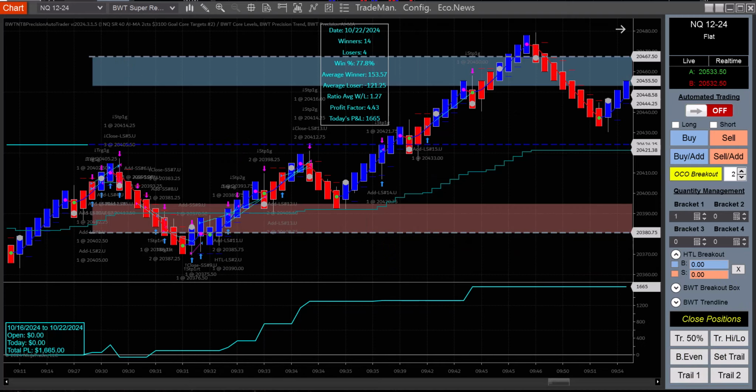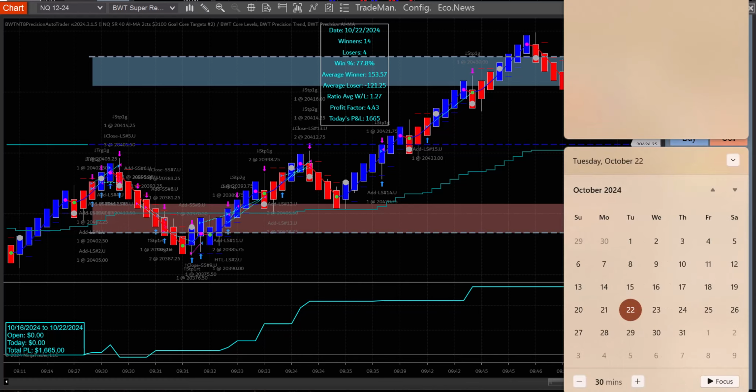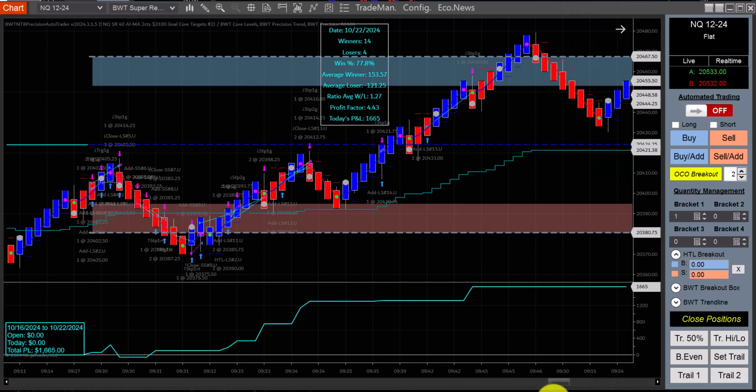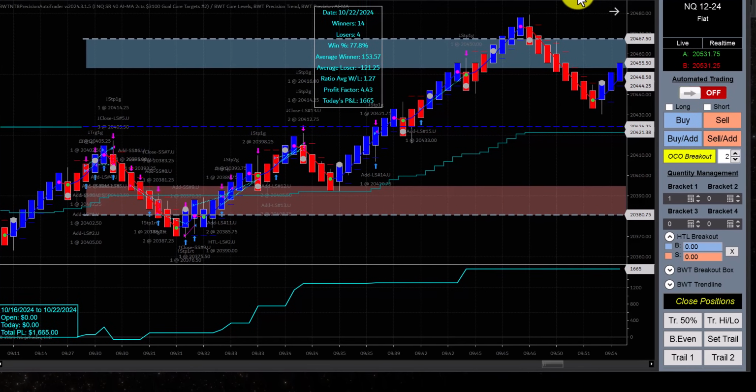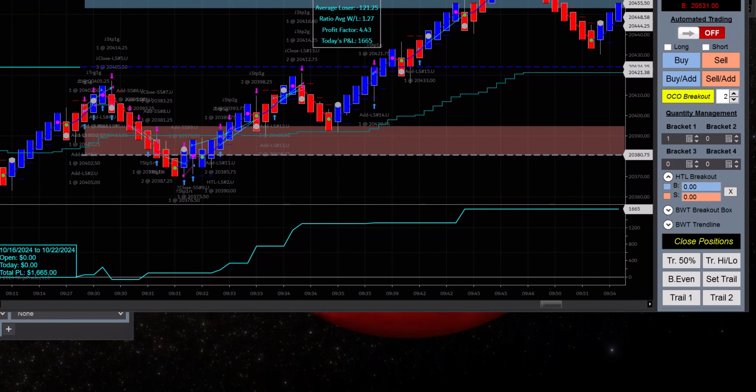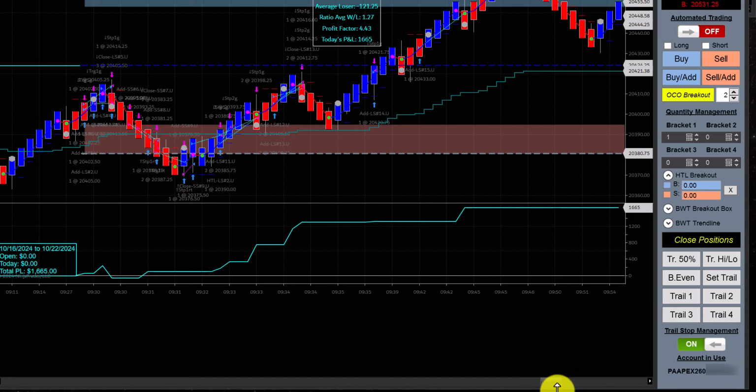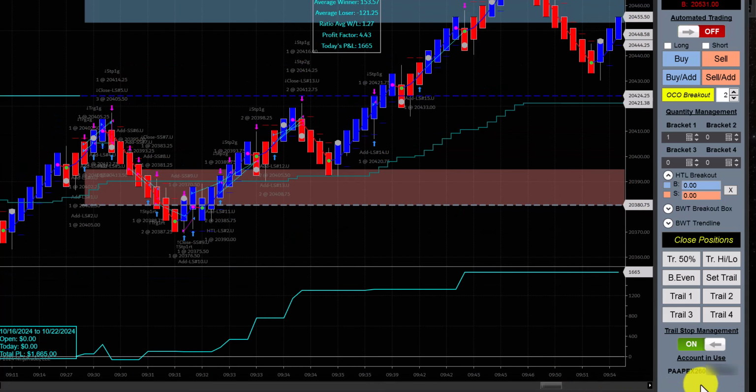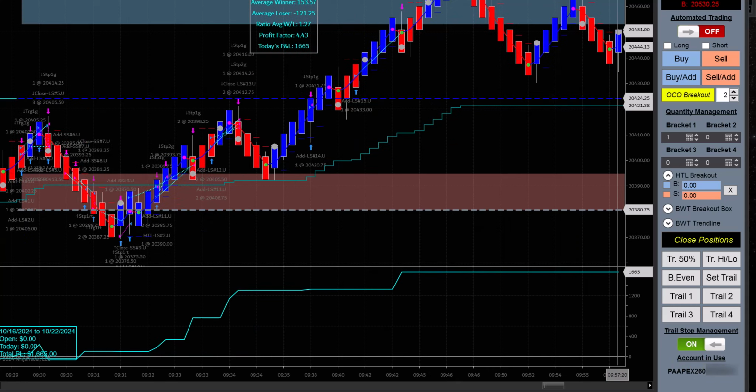Hello everybody, today is Tuesday, October 22nd, and I was in the BWT trade room this morning and I want to share with you the chart that I traded live in my Apex PA account, and I'm going to show you that right here. If I bring this chart up a little bit and scroll down, it'll show the account in use right here, and you can see it's one of my Apex PA accounts.